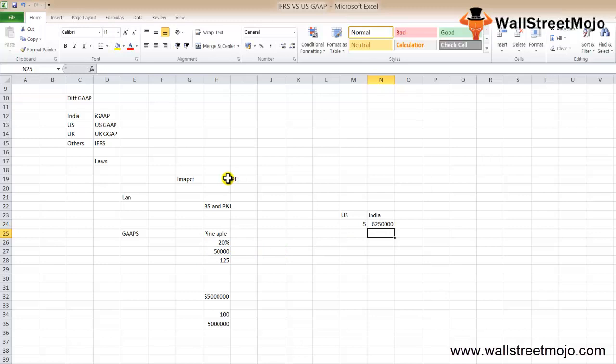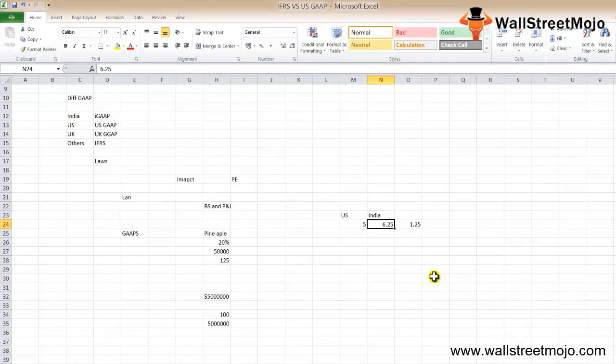Well, that's a huge difference, as you can see. 6.25 and 5 is a huge difference. That is 1.25. It's a huge difference, but it's not because the accountants in the US are smarter than their counterparts in India. It's because of the different GAAP being followed by the two countries.